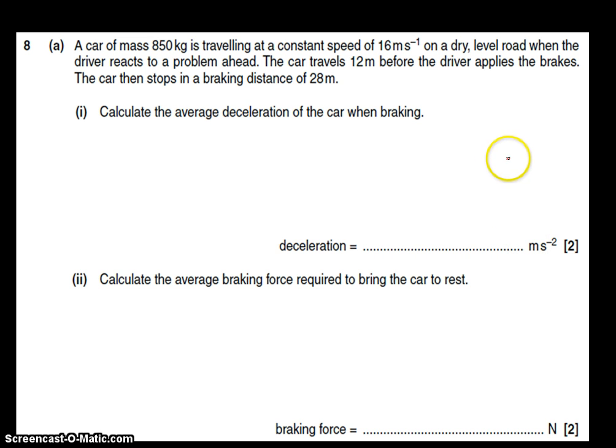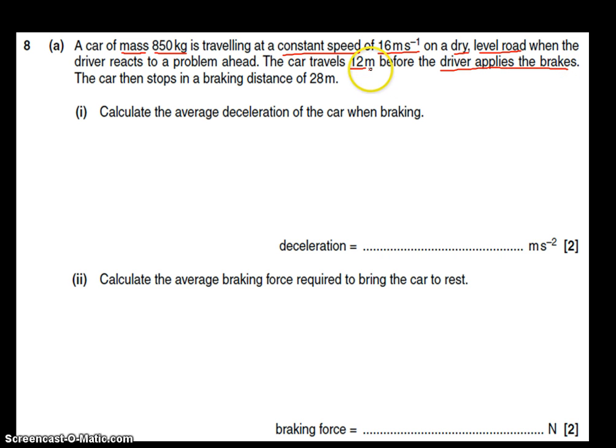The last thing that you want to be able to do with SUVAT is to be able to use it in a question. So it's very important that whenever you get a question, you underline the key bits of information. So mass is equal to 850 kilograms. We've got a car that's travelling at constant speed. Now constant speed is important because that's the constant speed initially. This car's going to brake in a second. So it's on a dry and level road, and the driver is reacting to a problem. Now the car travels 12 meters before the driver applies the brakes.